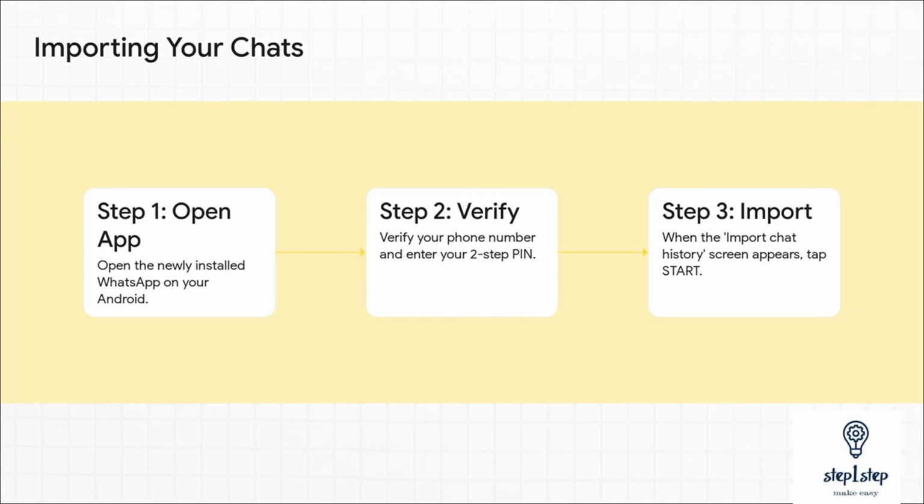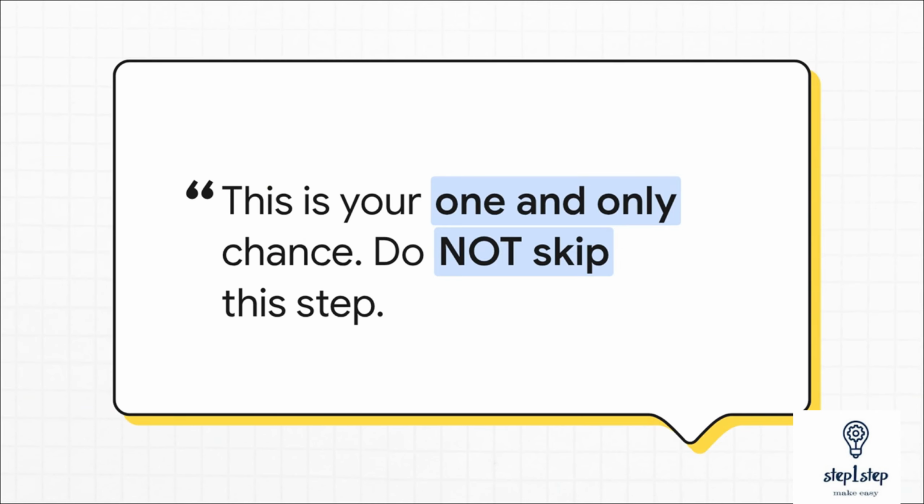Right, so once your contacts are all there, it's safe to open WhatsApp. Go through the normal setup stuff, verify your number, put in your PIN if you have one, and then you'll see the single most important screen in this entire process. The screen will say Import Chat History. Listen to me here. This is your one and only chance to do this. If you accidentally tap skip, all that data we just transferred is gone, forever. You cannot get this screen back.